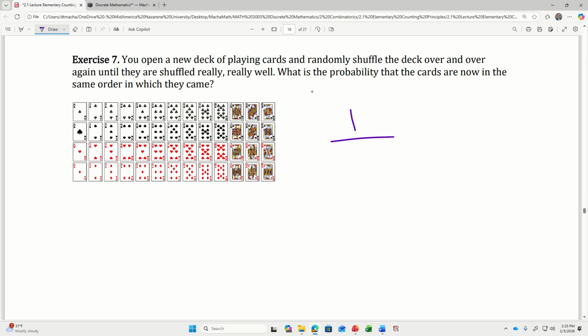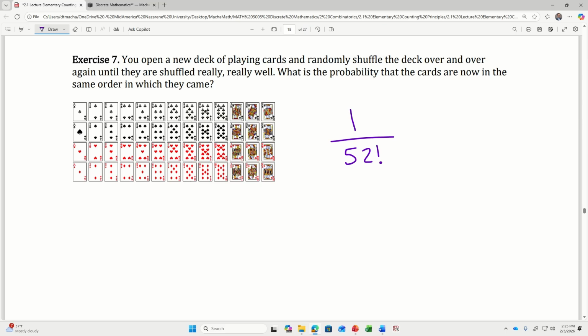So there's one order in which they came, out of how many possible orders? Well, 52 factorial orders. And 52 factorial is a really, really, really big number. You probably don't fully appreciate how large 52 factorial is.